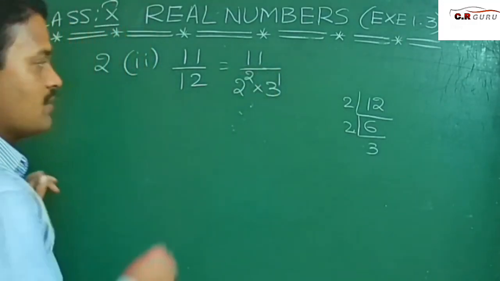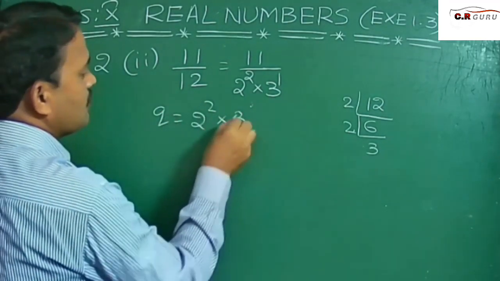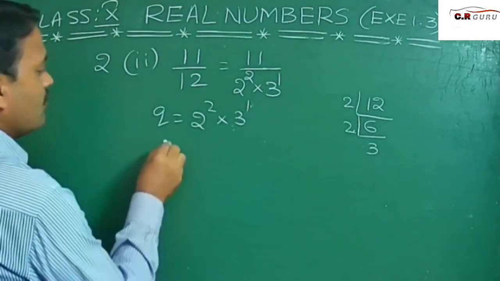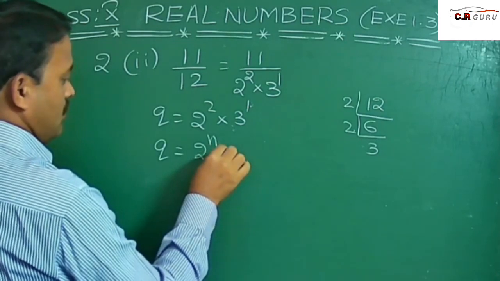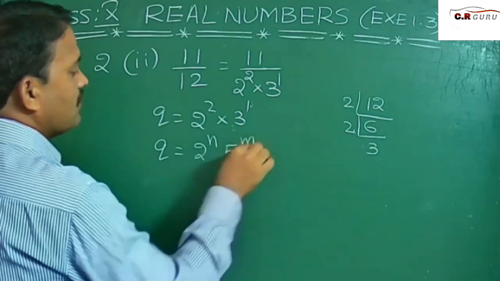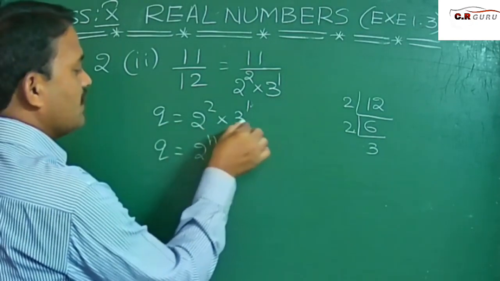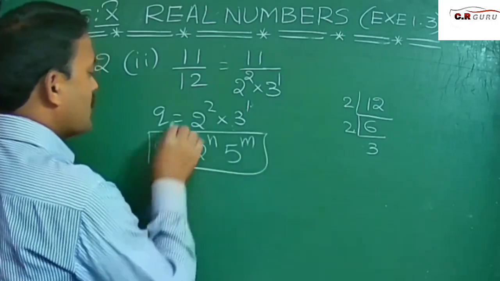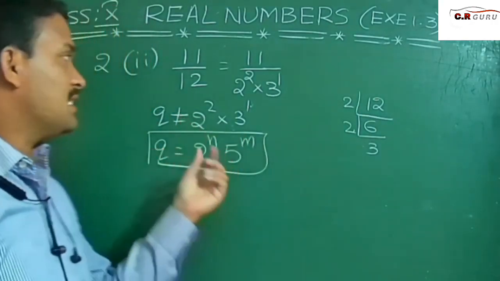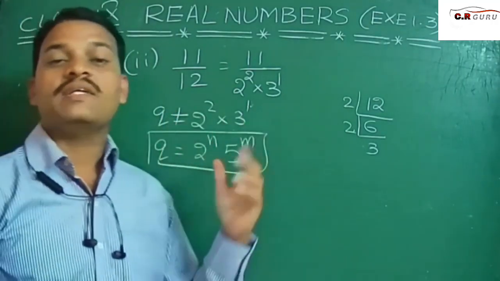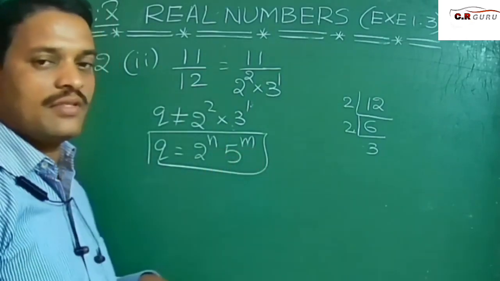So once we need to observe in this denominator what is Q. Q is equal to 2 square into 3 power of 1. I need it in the form of 2 power of n into 5 power of m, but here it is not in the 2 power of n into 5 power of m form. So that's why it is a non-terminating repeating decimal. So this is about the second sum.